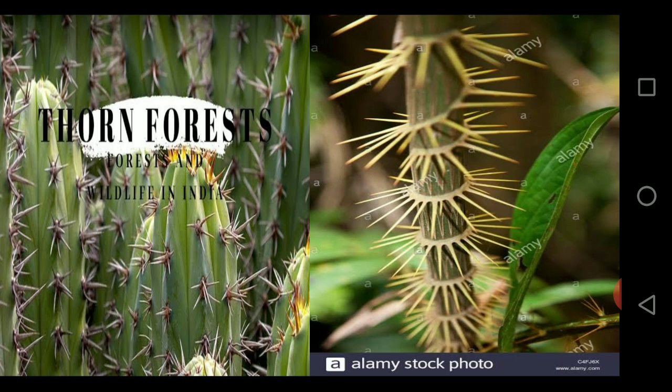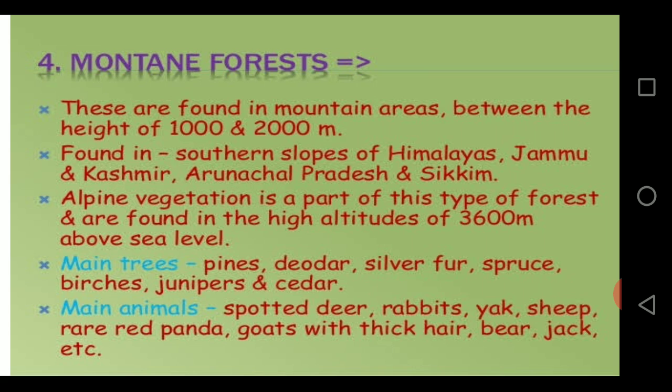You will see there are thorns. The leaves have converted themselves into thorns, and these thorns store water inside them. And the stem is not like that of normal trees. They have a very thick stem, and this stem also preserves water inside it because the water shortage is there. The next type of forest we have is montane.